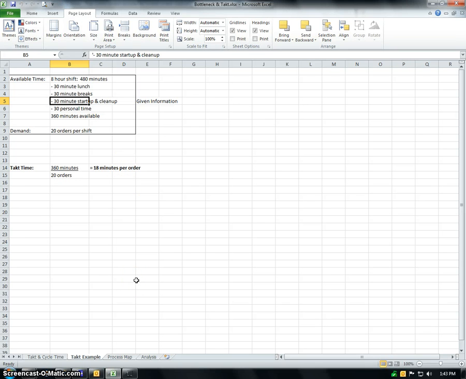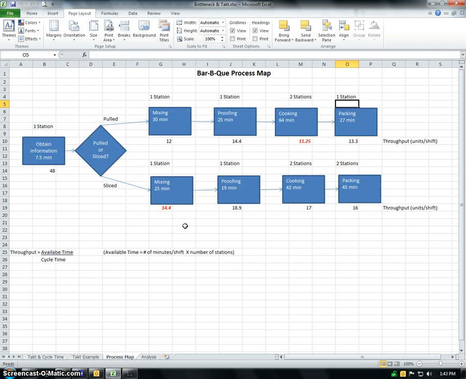Now what we want to do with takt time and cycle time information is get that onto a process map. We already did some process mapping earlier in the semester. So these two tools are going to work very well together with one another. And I have an example where that's been done. Here's a process map. You probably recognize it from the work we did before. It's a barbecue process map.